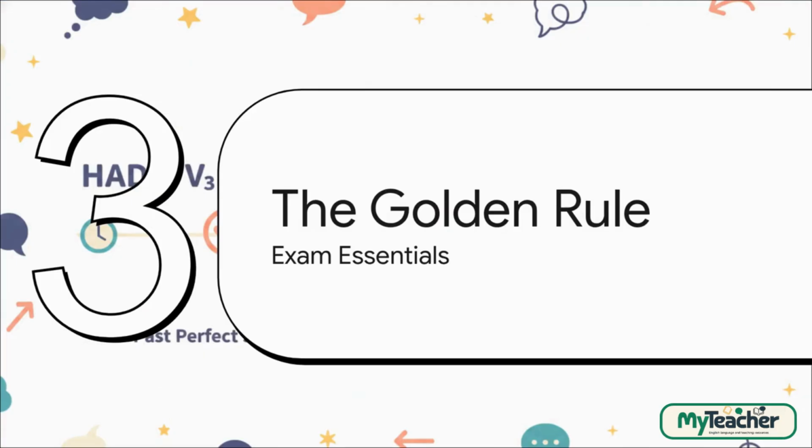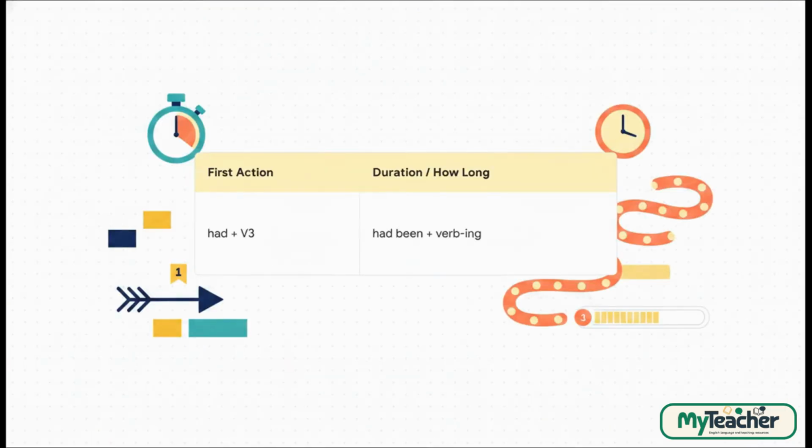Okay, so what is the ultimate takeaway here? Let's talk about the golden rule for your exams. You are definitely going to want to take a mental screenshot of this comparison. If you want to talk about the absolute first action in the past, your go-to is had plus V3. But if you need to focus on duration, just how long that past action kept going, then you switch to had been plus the ing verb. It really is that straightforward.